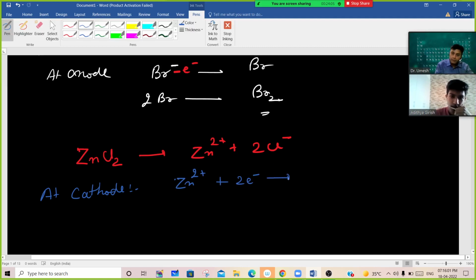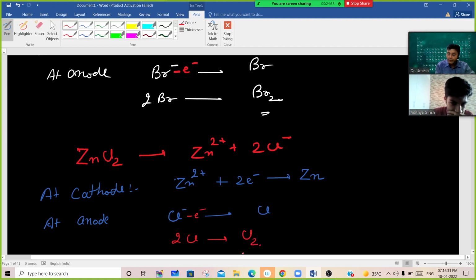Zinc 2 positive has gained 2 electrons and becomes zinc. And now chloride will be losing electrons here, and two such chlorine atoms will combine to give you Cl2. Understood?